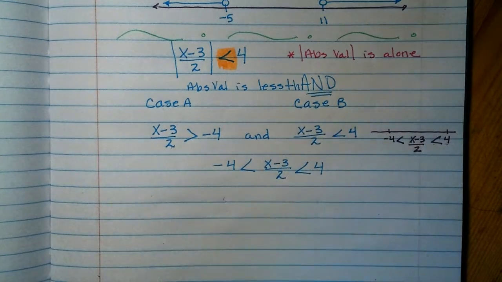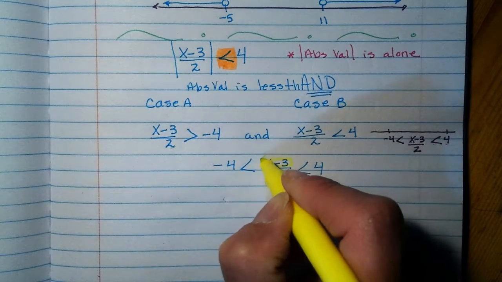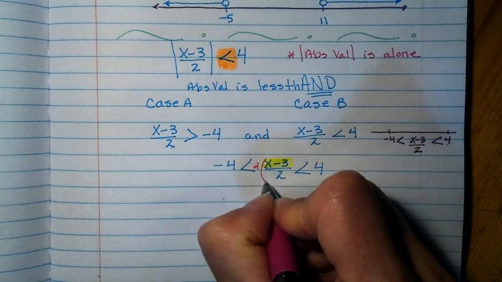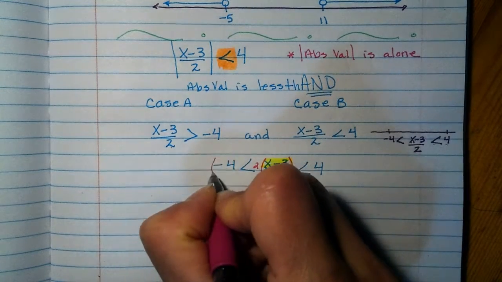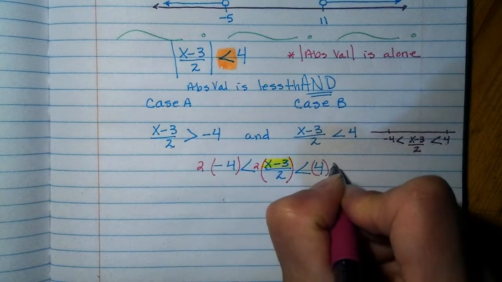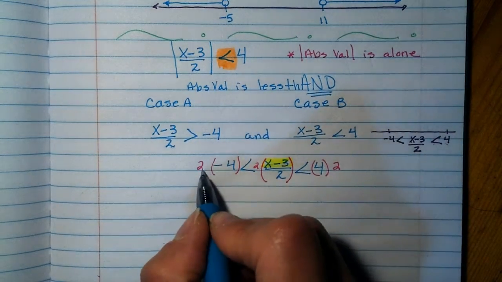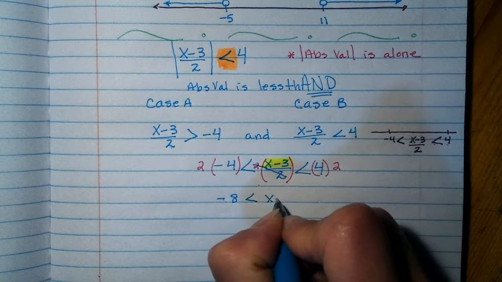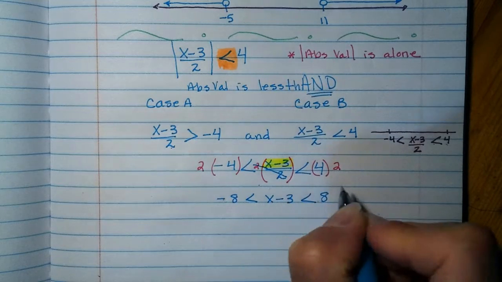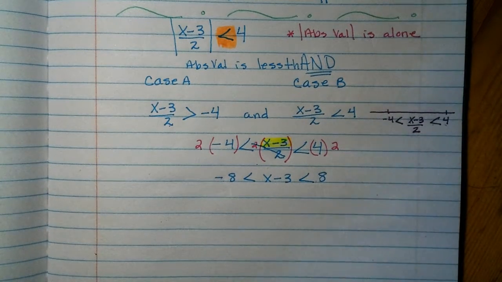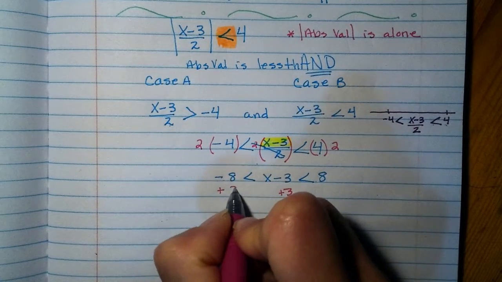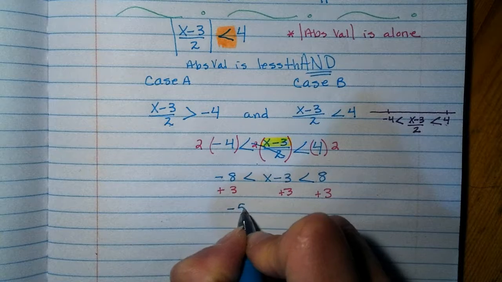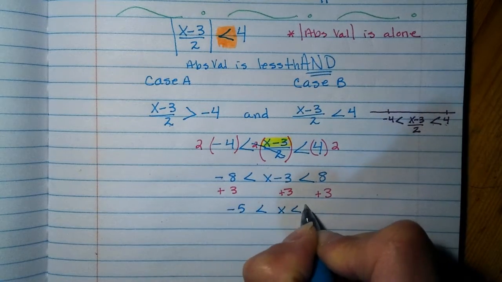So notice where my x is. My x is here in the numerator. It's being divided. It's being grouped by that division sign. So that means I'm going to multiply the inside by 2, because I have a 2 in the denominator. I'm going to multiply the left by 2, and I'm going to multiply the right by 2. So that means I have 2 times negative 4, which is negative 8, which is less than, that divides out to 1, x minus 3. Okay, so now I'm going to go ahead and add 3 to all sides. So that means then that I have negative 5 is less than x is less than 11.